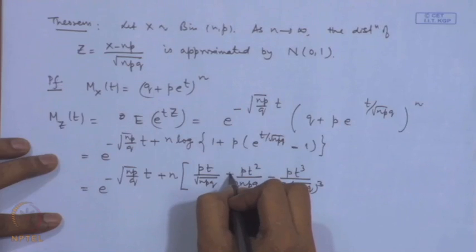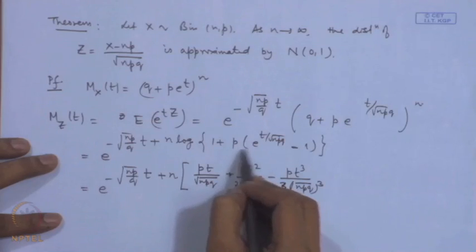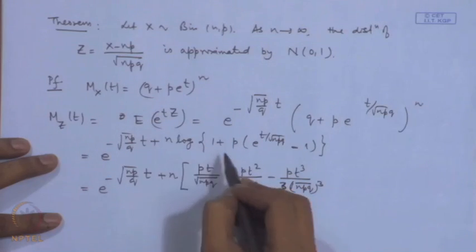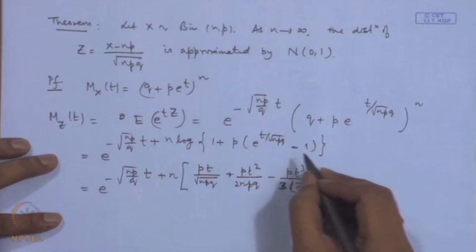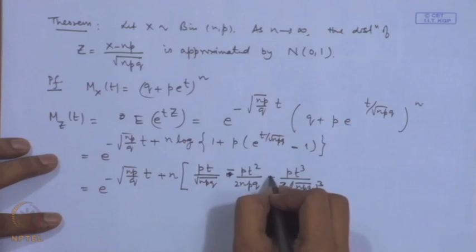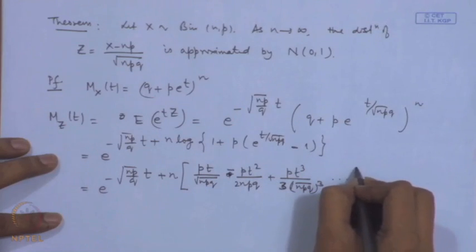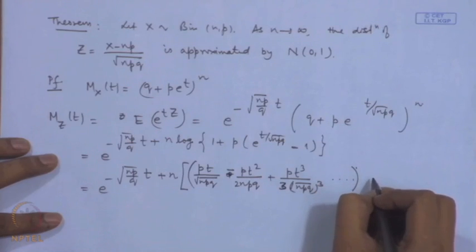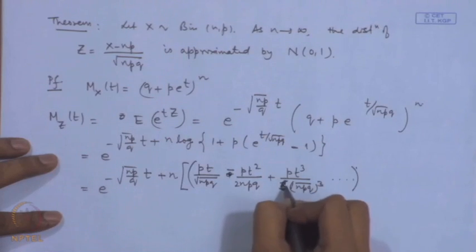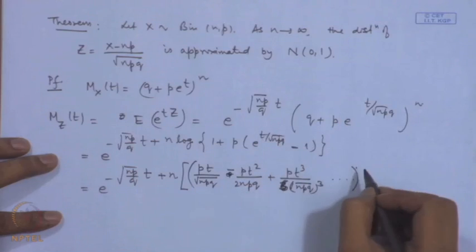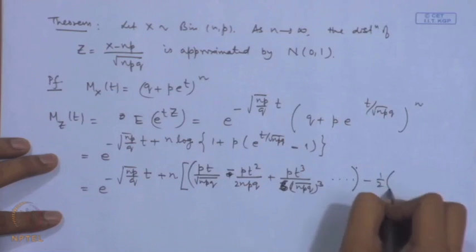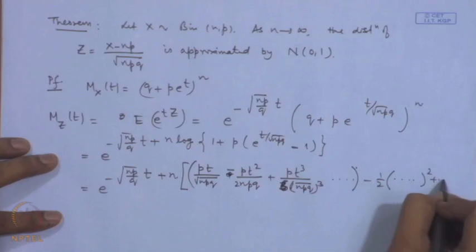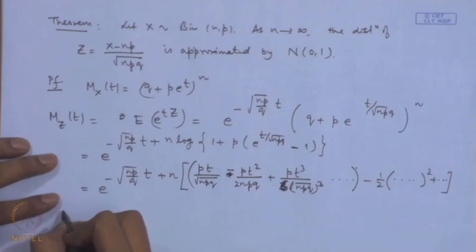This will become minus, this will become plus and so on. And then you will have, yes, this will be 6. What I have done, I have expanded this first and then you consider minus half and then these terms is square plus and so on, that is equal to e to the power.